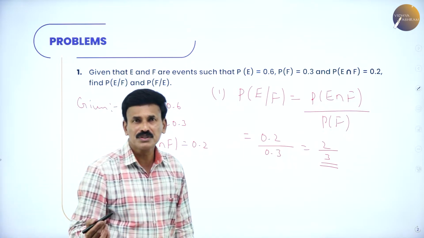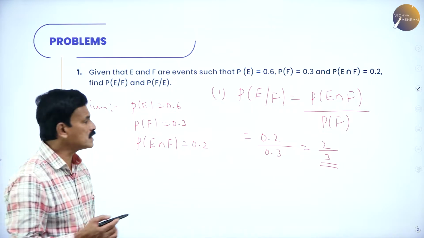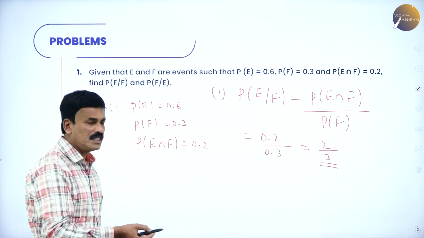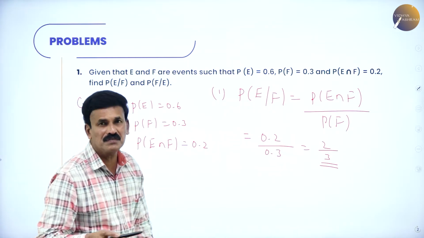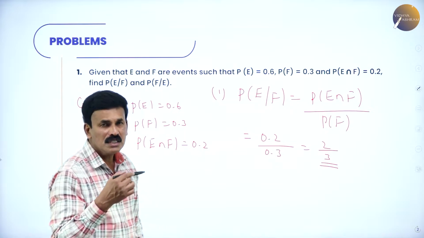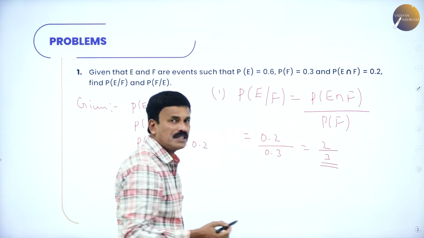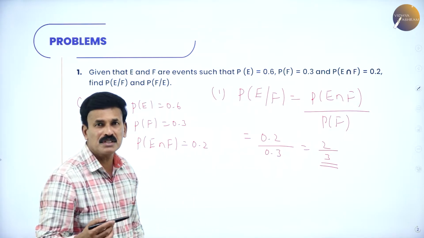Hope you followed. Now listen to me. What is given? Given probability of E is 0.6, probability of F is 0.3 and probability of E and F is 0.2. What is required to find is the probability of E by F, that is F has already occurred, given by probability of E intersection F by probability of F, that is 0.2 divided by 0.3 is 2 by 3.